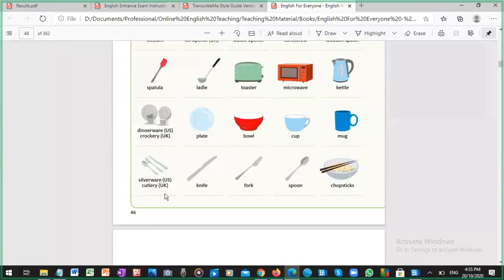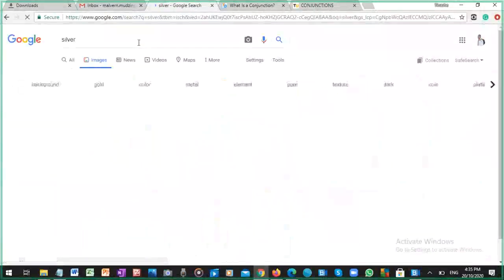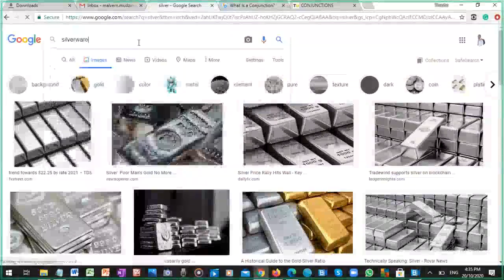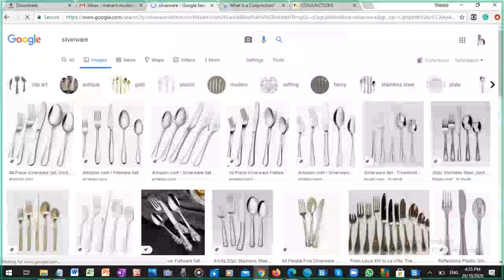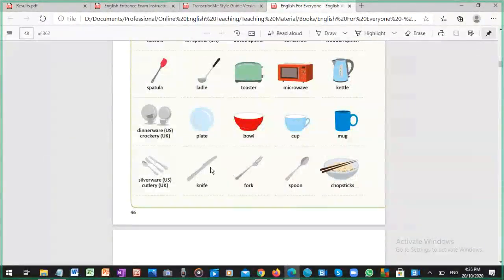And the next one is silverware. The next one is a knife. And this is a fork. And this is a spoon. Together, these are called cutlery.